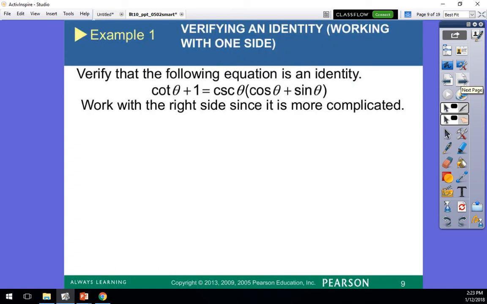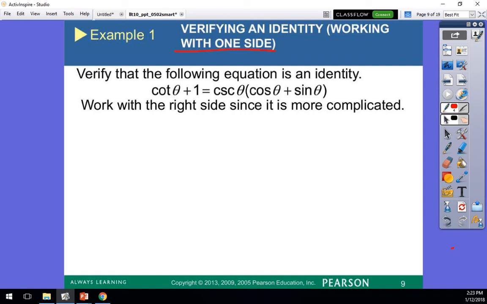All right. So now that we finally got down to the good stuff, let's go ahead and take a look at what we got here. So we are working with one side. Verify an identity by working with one side. If you learned anything from the last unit, then you should be fine. Okay? What was the last one? The one you did yesterday.